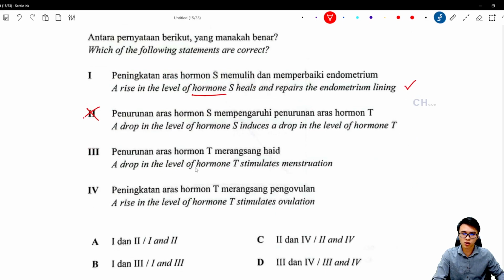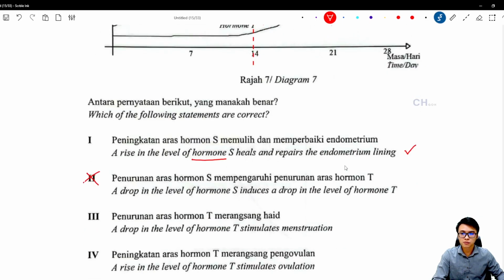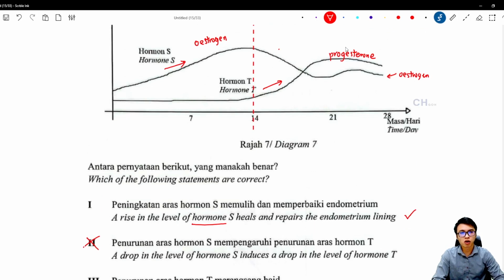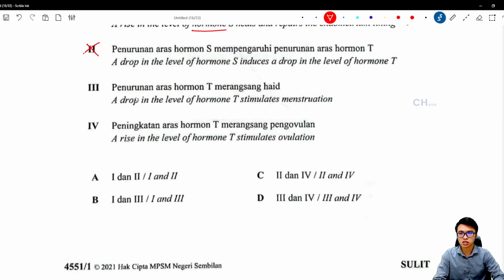A drop in hormone T stimulates menstruation. Yes, a drop in the level of hormone T stimulates menstruation, because progesterone is for implantation. Let's say there's no implantation, progesterone is going to drop. When there is no implantation, that means no pregnancy, and the lady is going to repeat the menstrual cycle, which starts with menstruation. So a drop induces the menstruation, correct. So the answer is 1 and 3.